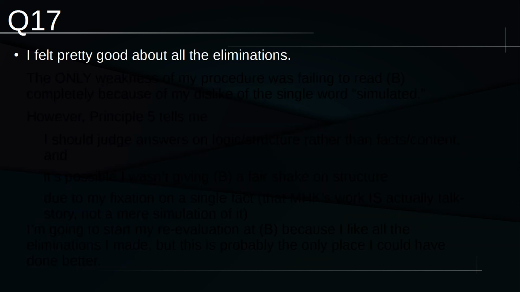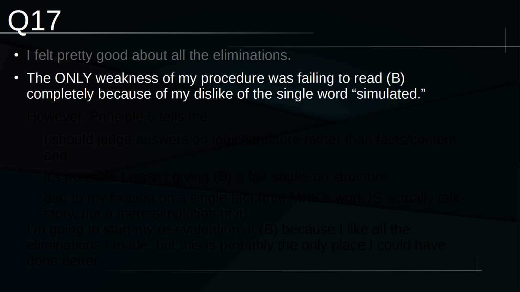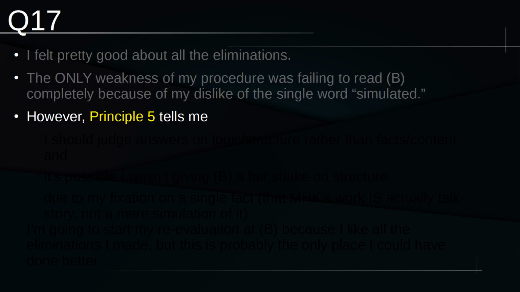As I was alluding to just now, in a lot of situations when I eliminate all 5 and I feel pretty good about all the eliminations, my only choice is basically to go back through all 5 answer choices and see where I can backtrack. But here, the only weakness of my procedure overall was failing to read B all the way through because of my dislike of the single word "simulated." So despite my elimination of B based on an incomplete reading and just one single word, Principle 5 does tell me something in the opposite direction.